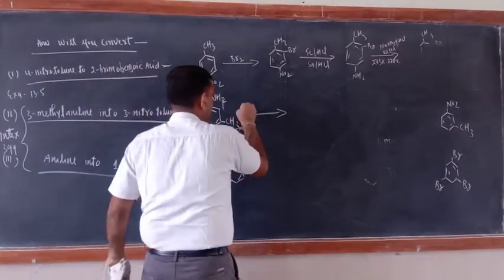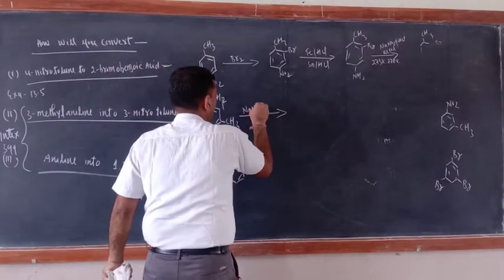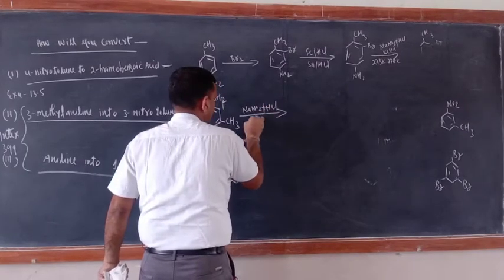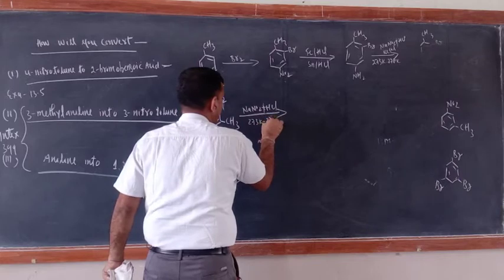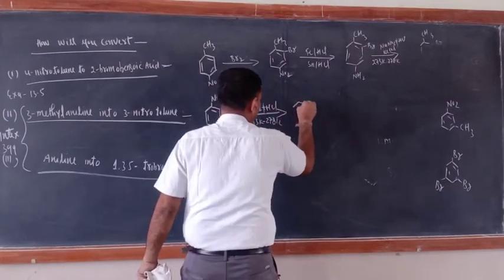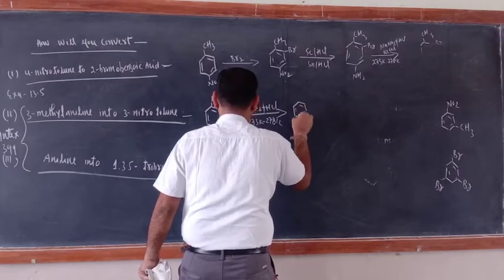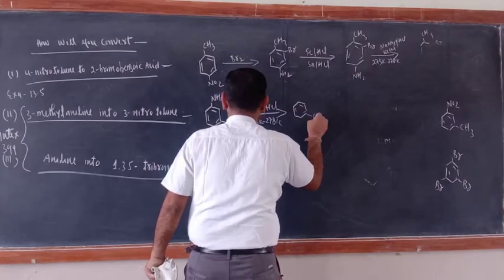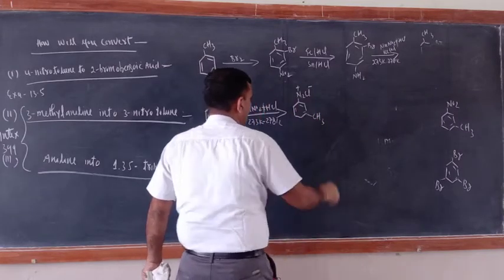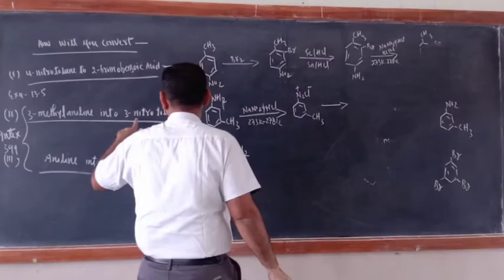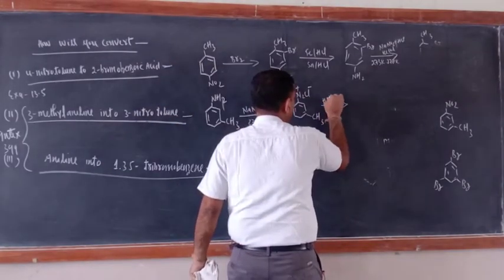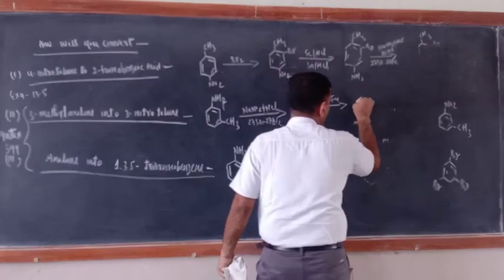First treat this one with NaNO2 plus HCl, ice cold solution, 273 Kelvin to 278 Kelvin temperature. So now what will you get? Here CH3, and here N2Cl. Now you have to get the 3-nitro compound. Now treat this one with HBF4. Just now I have completed the reaction.